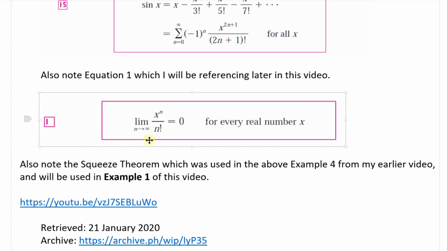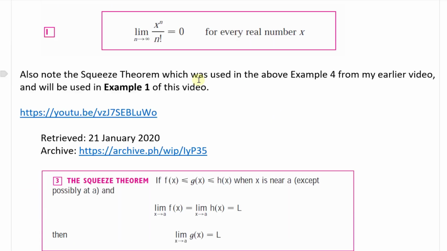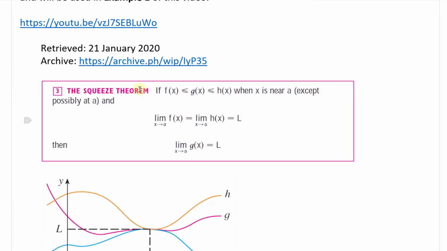So by equation 1, the limit as n approaches infinity of x to the power of n divided by n factorial equals 0 for every real number x. And also note the squeeze theorem, which was used in the above example from my earlier video and will be used in example 1 of this video. So remember the squeeze theorem.